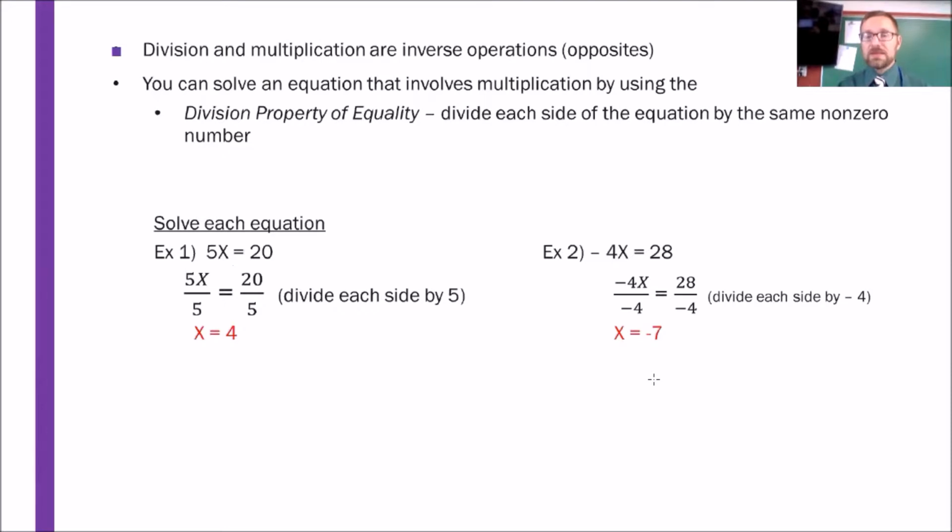equals 28. So with that, you would divide by negative 4. And remember, a positive divided by a negative is a negative. So 28 divided by negative 4 is negative 7. Don't forget to put those negatives. Many times students will forget to put the negative and end up getting the wrong answer. You have to divide by that negative to get x all by itself.